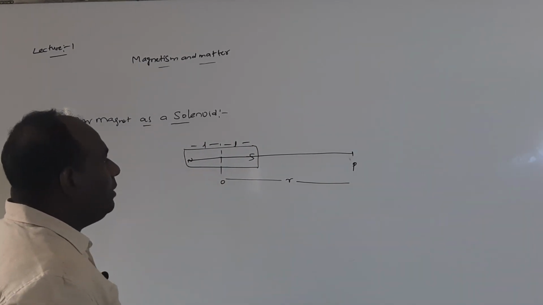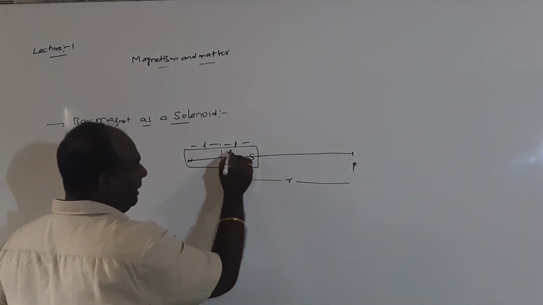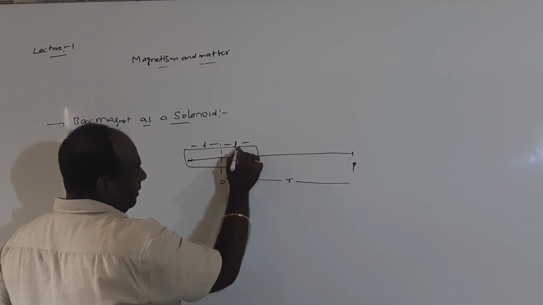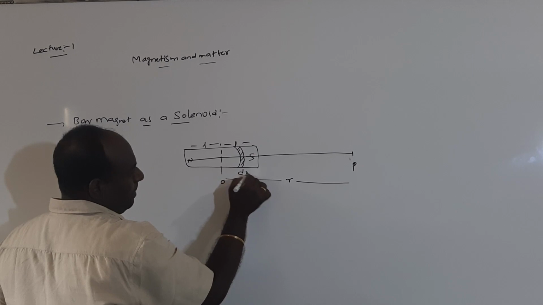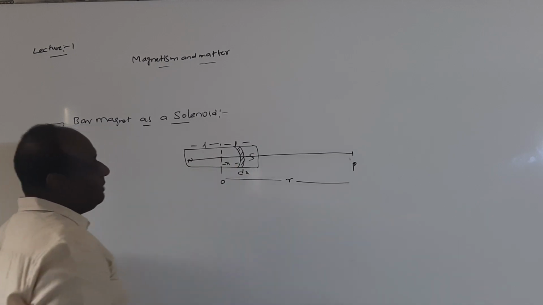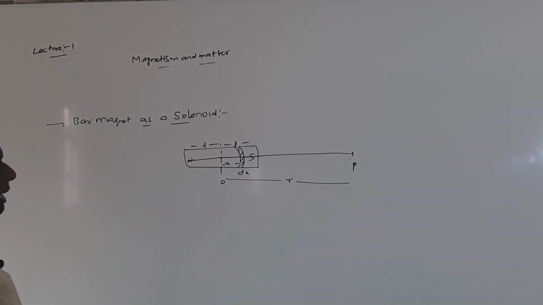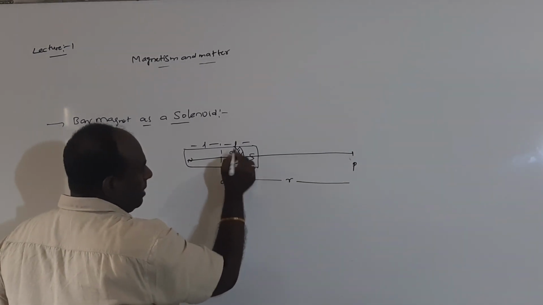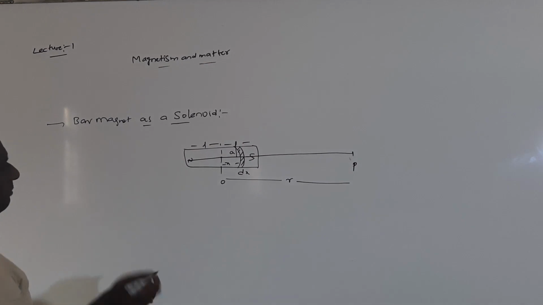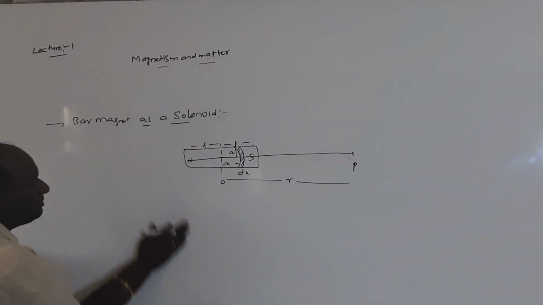Next, I am going to assume an elemental portion, an elemental ring, of elemental length dx, which is at a distance x from the center. Now I am going to write some data. Here A is the area of cross section of the bar magnet. I am going to consider this a cylindrical-shaped bar magnet.